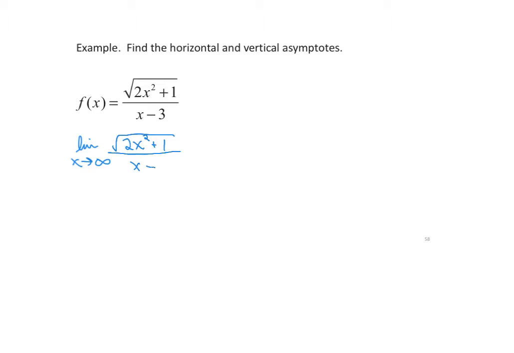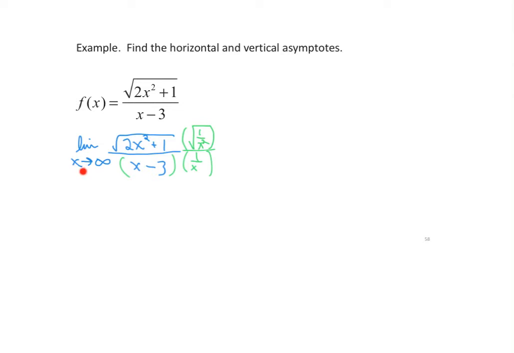Which means when I do this limit and use the strategy we've been talking about, I need to make sure to multiply top and bottom by 1 over the highest power of x, which effectively speaking is x. So 1 over x on the top and the bottom. But I'm going to make a little adjustment. I'll multiply by 1 over x on the bottom, but since I have the square root on the top, I'm going to multiply the top by square root of 1 over x squared, which is going to evaluate to the same thing as 1 over x.